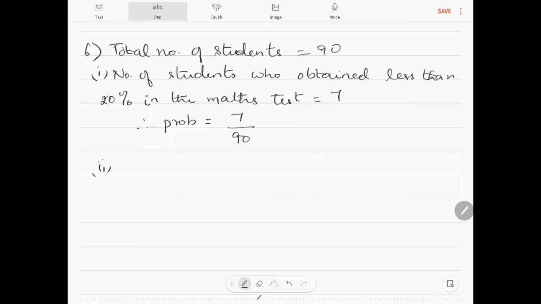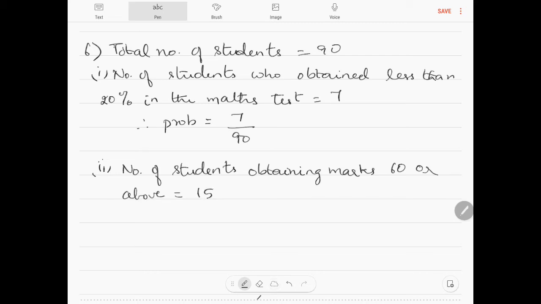Problem number 2. Find the probability that a student obtained marks 60 or above. So the number of students obtaining marks 60 or above will be equal to 15 plus 8, which is equal to 23. So therefore the probability will be equal to 23 divided by 90.